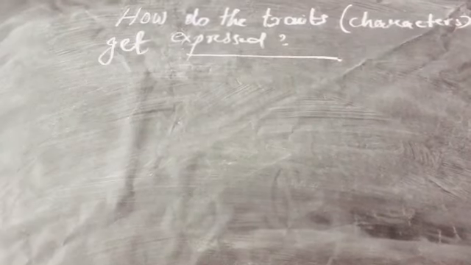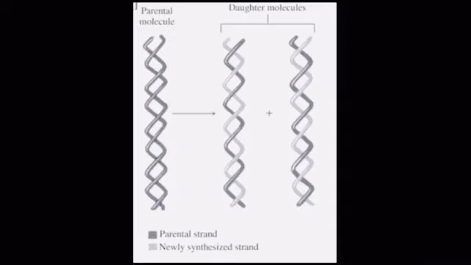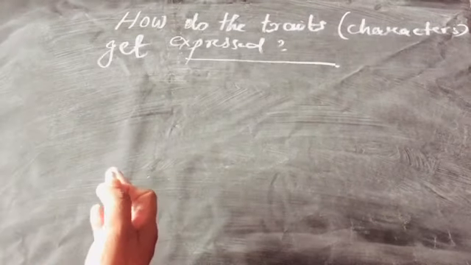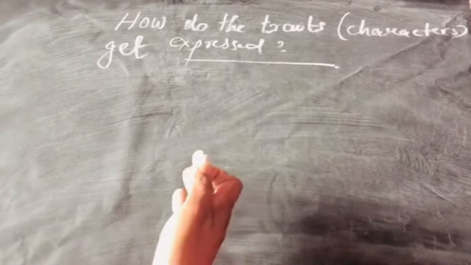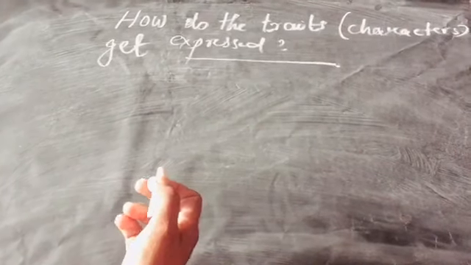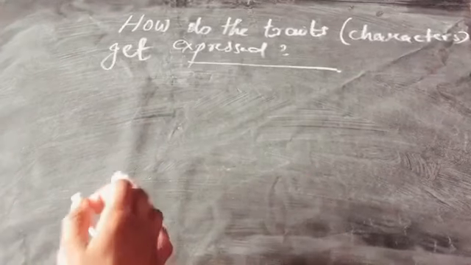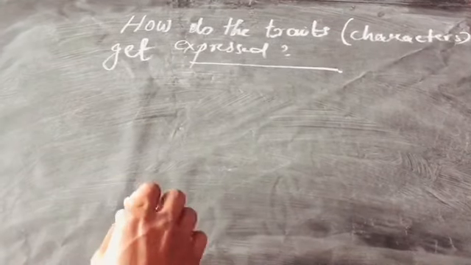Good morning class. In the last videos we discussed DNA replication, errors in DNA replication, and how variations occur due to those errors. Now we are moving towards the next topic. How do the traits or the characteristics get expressed in an organism? You have learned that DNA has functional segments, genes, which express the characters. How is it done? That is what we are going to learn today, very briefly.